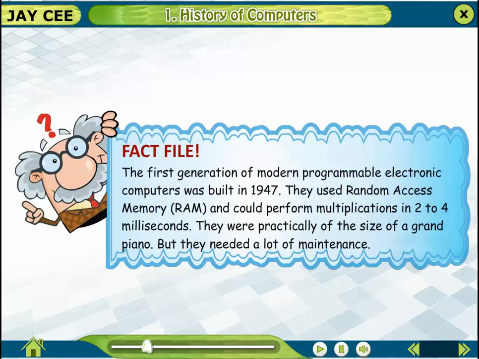Fact file: the first generation of modern programmable electronic computers was built in 1947. They used random access memory (RAM) and could perform multiplications in 2 to 4 milliseconds. They were practically of the size of a grand piano, but they needed a lot of maintenance.